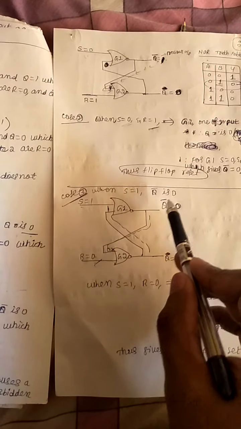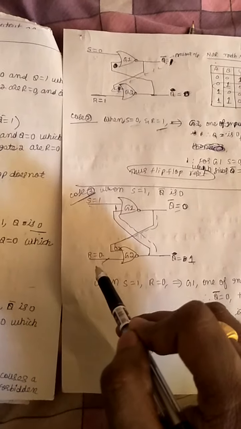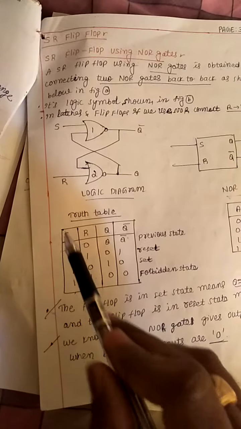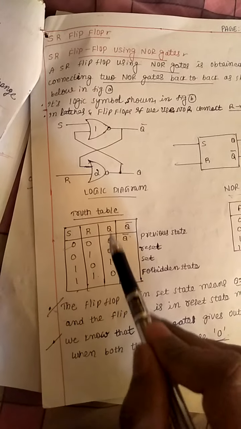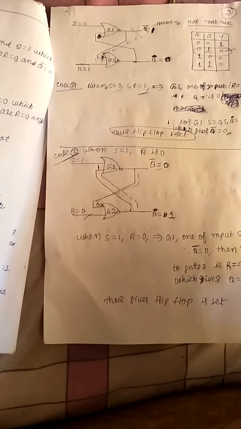Therefore, for S is equal to 1 and R is equal to 0, Q is 1, Q bar is equal to 0.